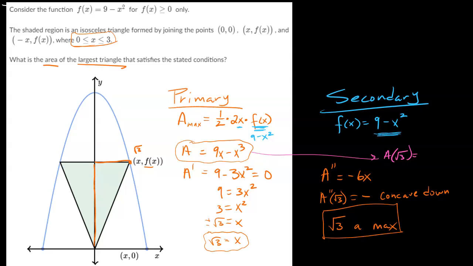That would give me 9 square root of 3 minus square root of 3 cubed. Square root of 3 cubed would be 3 root 3. So my area would be 6 root 3. And that would be my final answer, that is the area of the largest triangle in this situation. Which is obviously a weird area, but that doesn't matter.